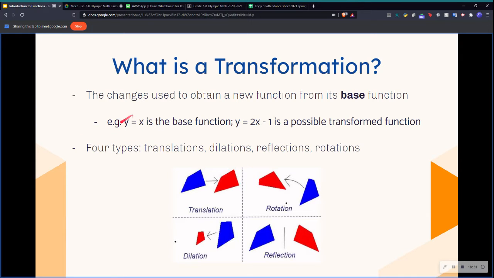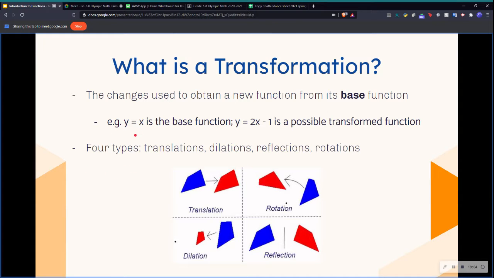So y is equal to x. It's basically the original function, but without any coefficients or anything, you don't add any other numbers to it. That's what a base function is. You can also have y equals x squared. That's also a base function. y is x cubed. You have square root x. Those are all base functions. So y equals x is a base function, and a possible transformed function would be like you add a 2 to the coefficient, and then you subtract 1 from the whole thing. So y equals 2x minus 1 is a possible transformed function.